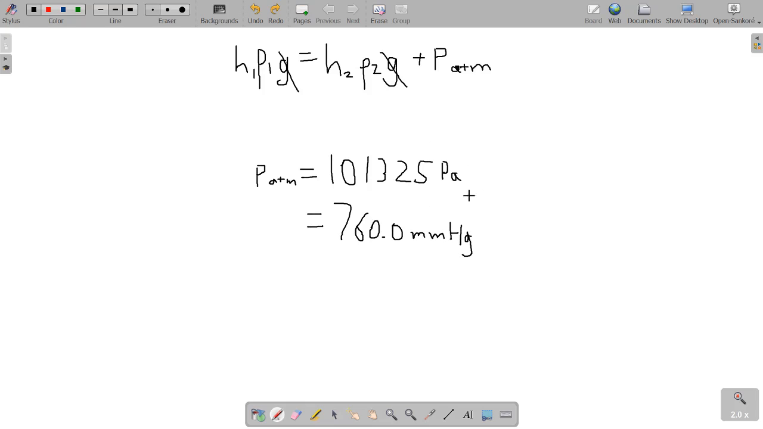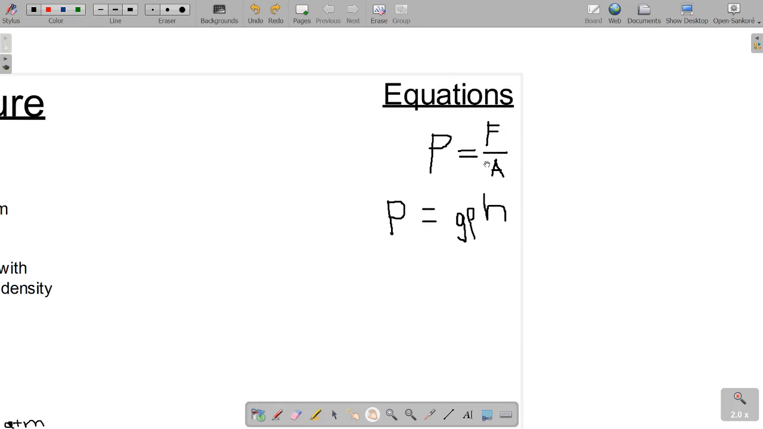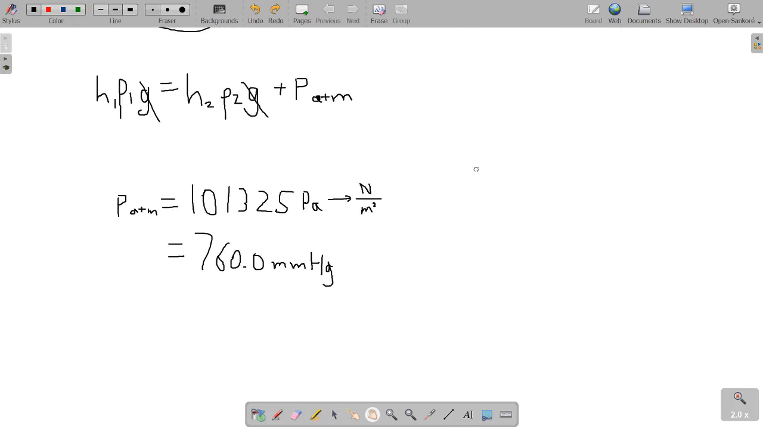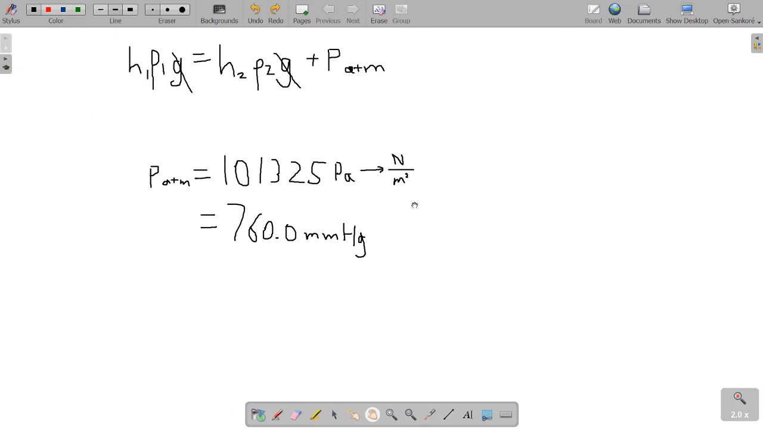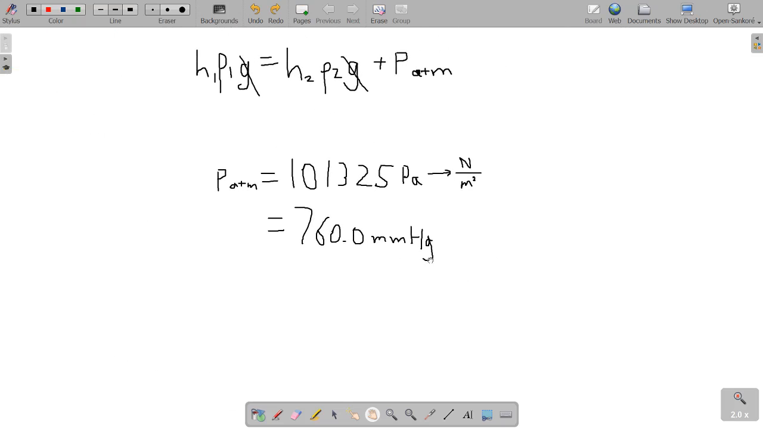Wait, first let me explain pascals. Let me just point out something I forgot to point out just now. Pascals is basically newtons per meter square, because SI unit pressure equals F over A. For F, technically it's not SI, but normally we use N. For A, we use meter square because meter is the SI unit. So P in pascals is newtons per meter square. So what does 760 mmHg mean?